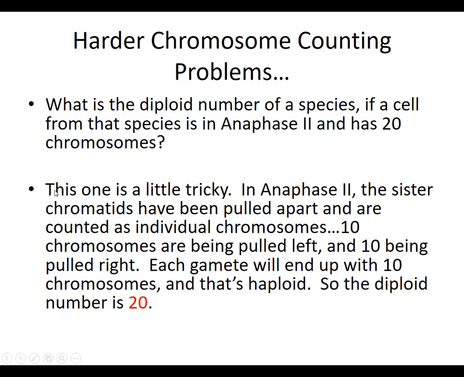Or there's another way you could get to the same answer of 20. If you think about, in anaphase II, the chromatids have been pulled apart and are now counted as individual chromosomes. So you have 10 monad chromosomes that are being moved to the left of the cell, 10 being moved to the right, so that each gamete will end up with 10 chromosomes, and that's a haploid number. So the diploid number is double.